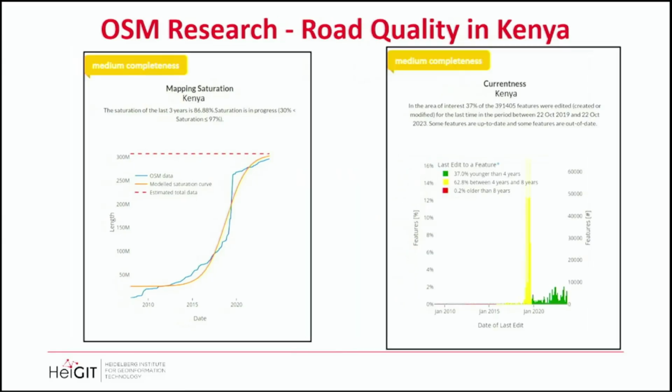But there's more. There's not just the saturation, but also the currentness, which tells you how well OSM data is updated in a certain area. And as I said, this is a handy tool, and we go there often to understand how the area we are looking at is behaving in OSM statistics.